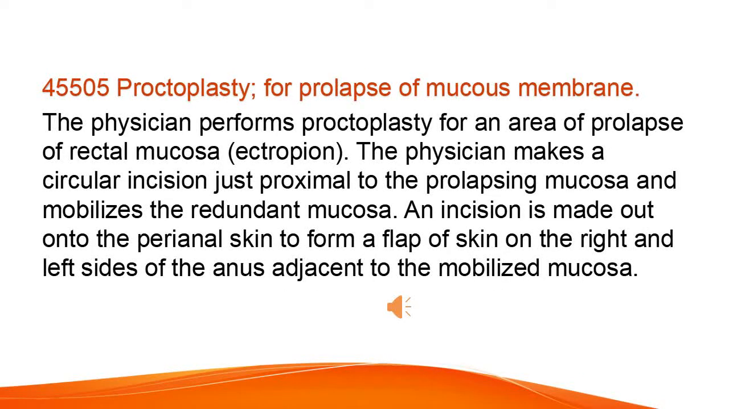Proctoplasty, for prolapse of mucous membrane. The physician performs proctoplasty for an area of prolapse of rectal mucosa, ectropion. The physician makes a circular incision just proximal to the prolapsing mucosa and mobilizes the redundant mucosa. An incision is made out onto the perianal skin to form a flap of skin on the right and left sides of the anus adjacent to the mobilized mucosa.